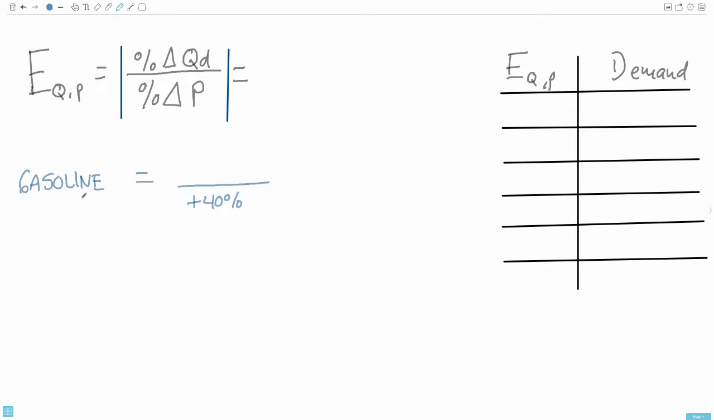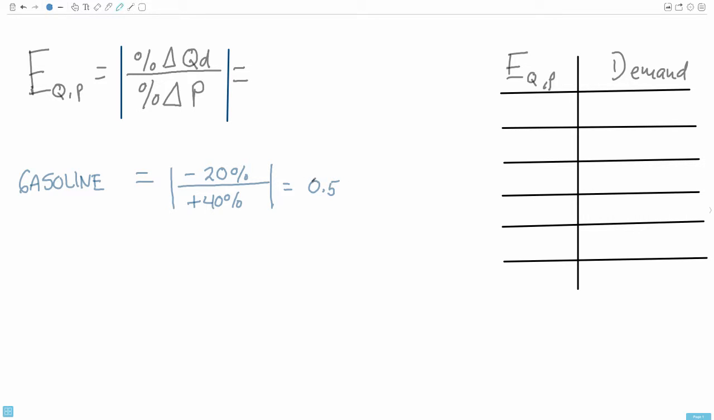Now, because we don't have a lot of choices to substitute for gasoline, we know that we need to reduce our consumption, but normally we reduce the amount of gasoline consumed by an amount less than the percentage increase in price. Let's say we reduce consumption by 20%. Now, we need to take the absolute value here, and this is going to give you a value for the price elasticity of demand of 0.5.